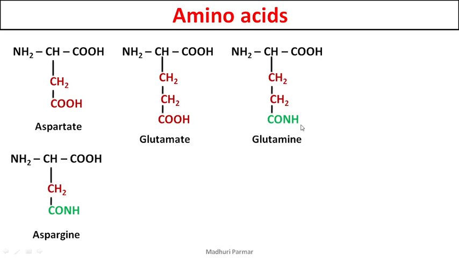From this COOH, if it reacts with ammonia, okay, acid plus ammonia, which is basic in nature, you get CONH, amide. Clear? So this here is glutamine. Same as asparagine, you have glutamine from glutamate.